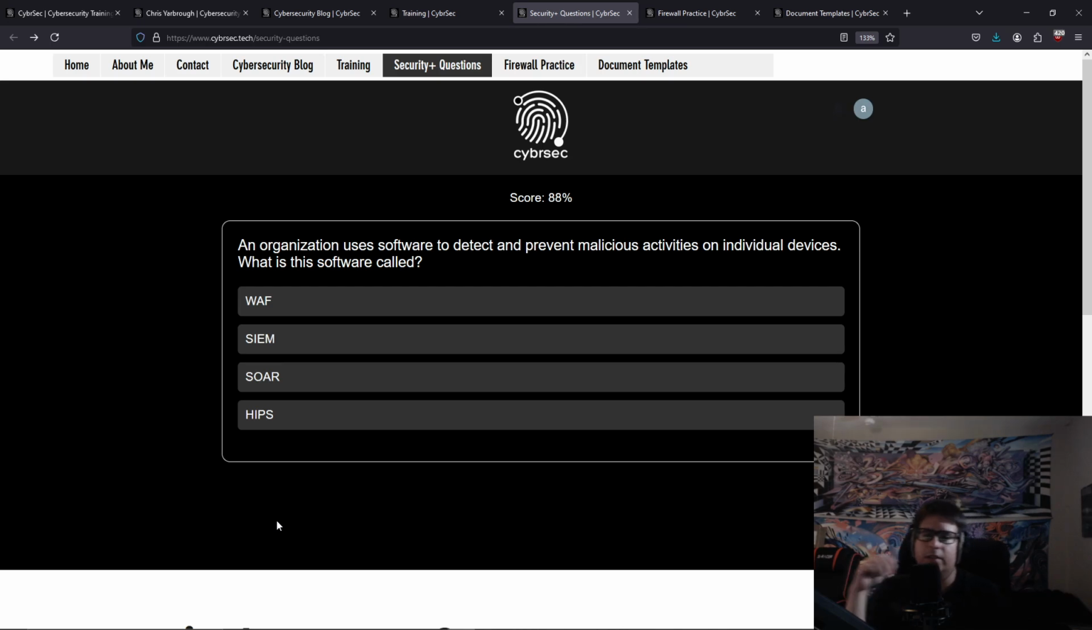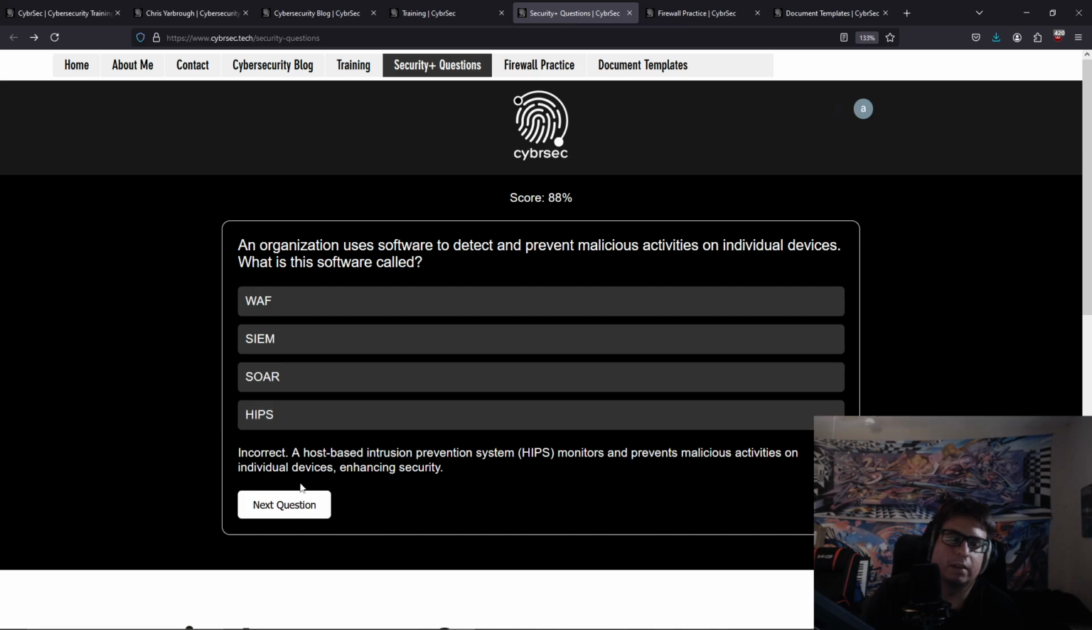An organization uses software to detect and prevent malicious activities on individual devices. What is the software called? Uses software to detect and prevent malicious activities. Host intrusion protection software. No. Uses software to detect on individual devices.